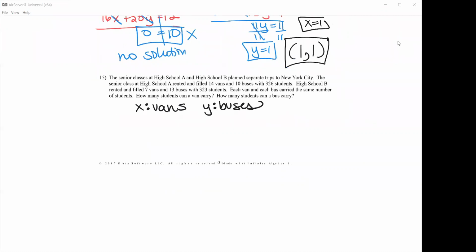So I notice I've got 2 equations here, okay? A rented 14 vans and 10 buses for a total of 326 students. But then B filled 7 vans and 13 buses with 323 students.